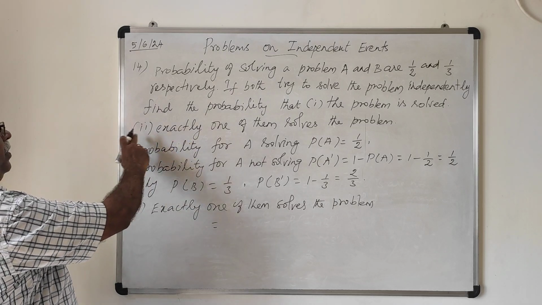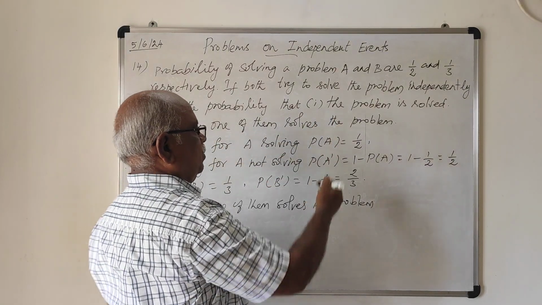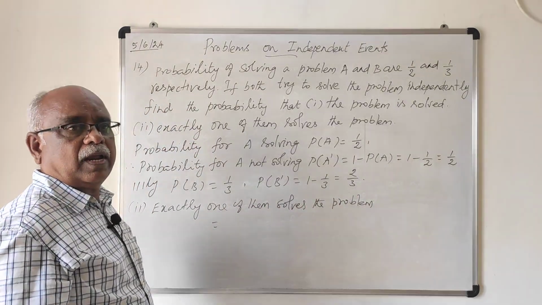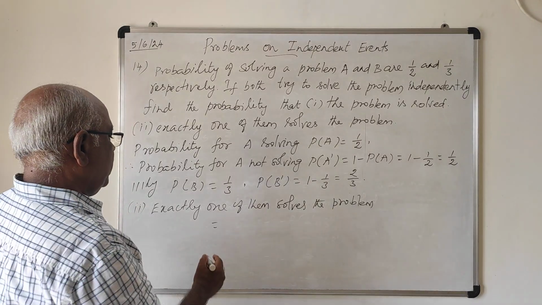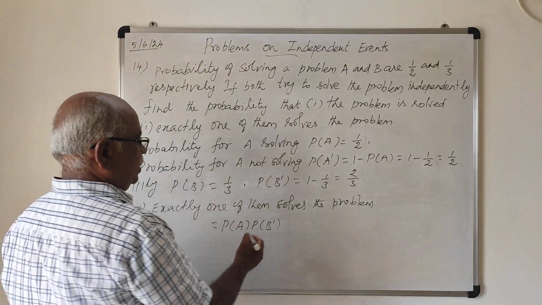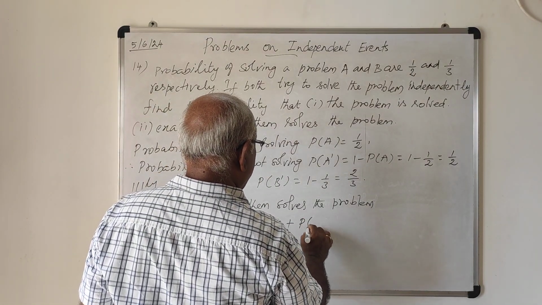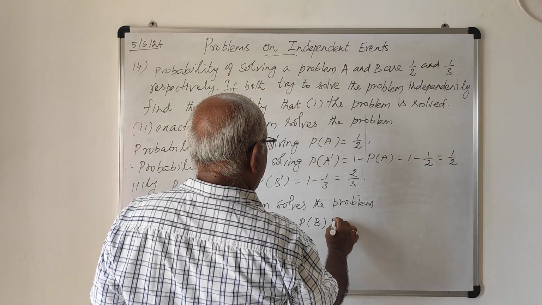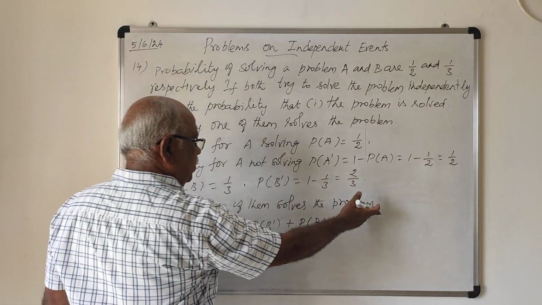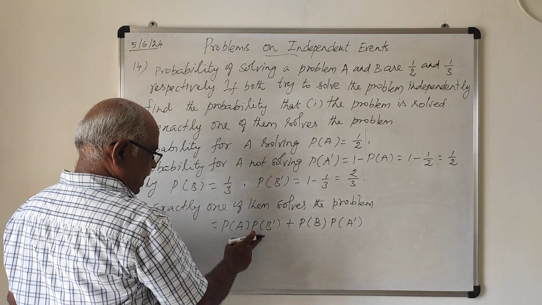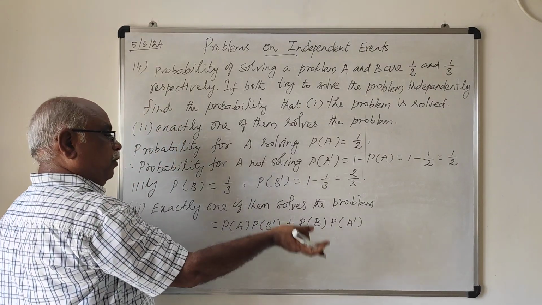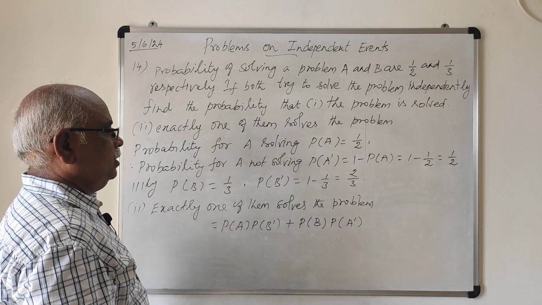The second subdivision is the probability that exactly one of them solves the problem. Probability for exactly one of them solving the problem is: if A solves the problem, B does not solve the problem, or if B solves the problem, A does not solve the problem. This is the condition. So the probability is P of A into P of B dash plus P of B into P of A dash. If A solves the problem, B does not solve. If B solves the problem, A does not solve. So this is exactly one of them solves.